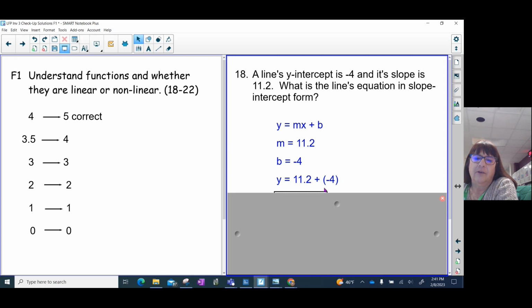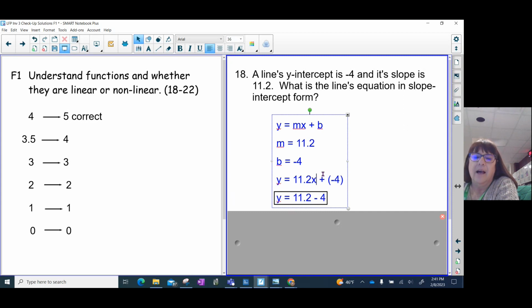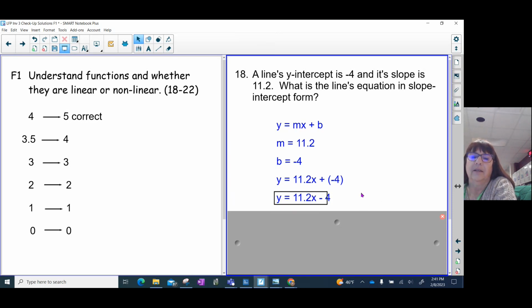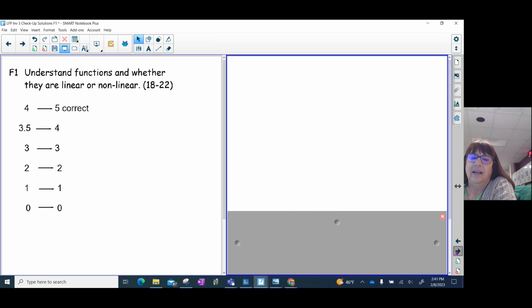When I put those together in the format that we're looking for the linear equation, y equals 11.2x plus b, which is a -4. So if you have plus a negative, please make sure that you simplify, and your final answer should be, oops, I forgot my x on both of these. Y equals 11.2x minus 4 is what your final answer should be.